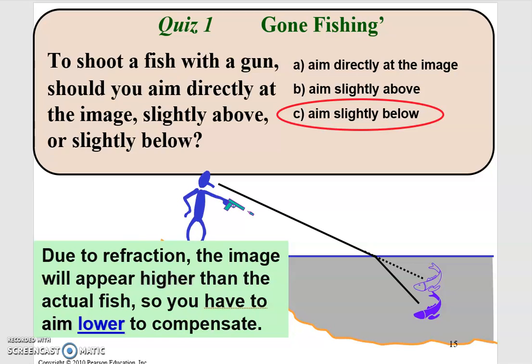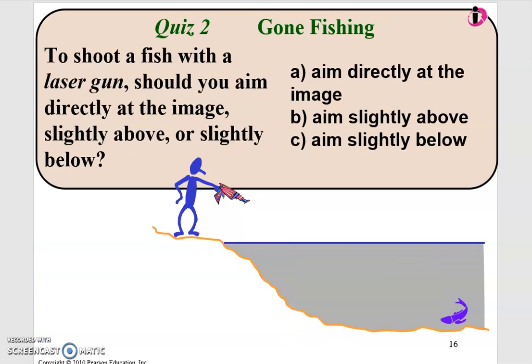So now let's have the second conceptual quiz. Now you try to shoot a fish with a laser gun. Then where should you aim? Remember that this is the image you see of the fish, and also you're not using a bullet anymore. So this is a tricky one, so think about it carefully.